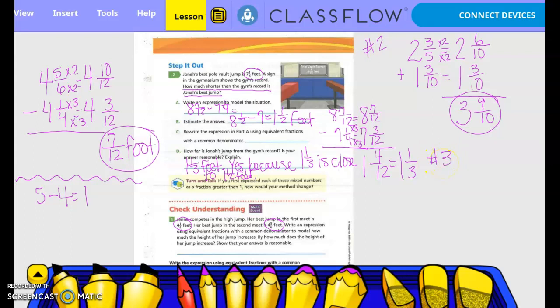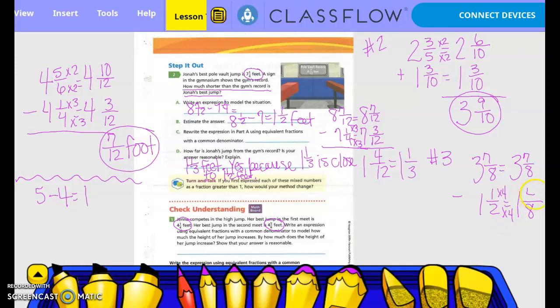What's our problem? 3 and 7/8 minus 1 and 1/2. Okay, what's my common denominator? 8. So I don't have to change the top one, right? Okay, this next one is 1 is my whole number, 8 is my denominator. How do I get from 2 to 8? Times 4. What I do on the bottom, I do on the top.